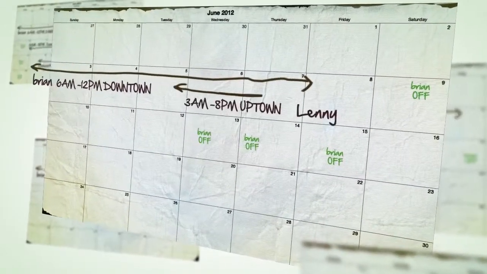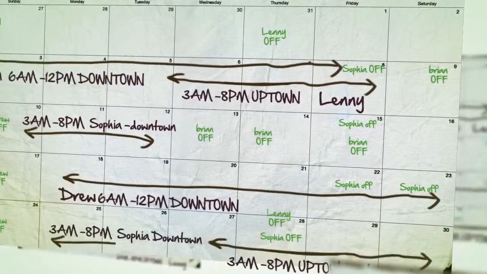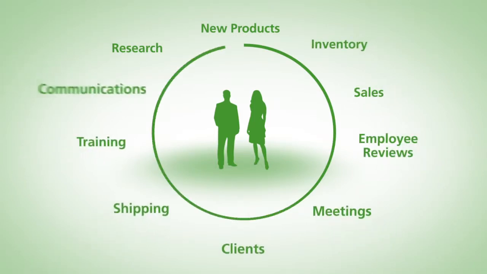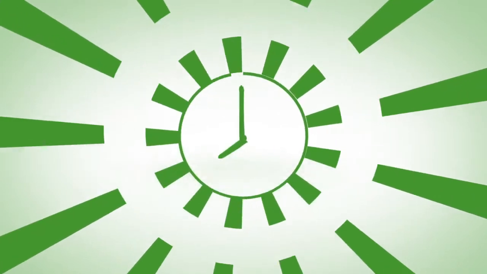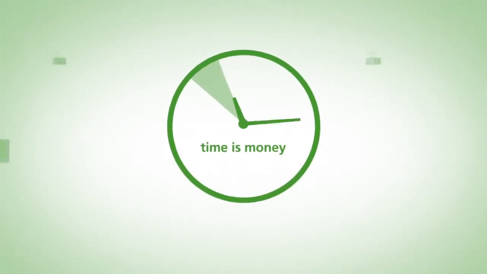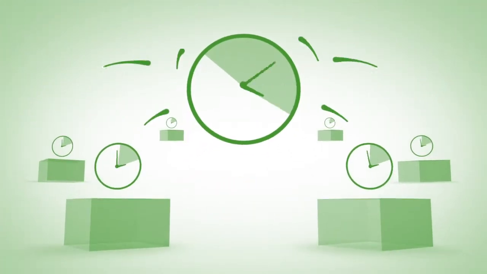Scheduling is hard. It demands so much of your time when you could be focusing on other things. If you're a one-man or one-woman show, there are probably 10 other things that could use your attention. And if you're a multi-unit operations manager, you know time is money. Saving your crew a few hours per week at each location can add up fast.